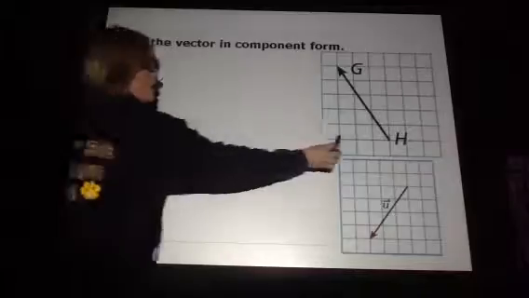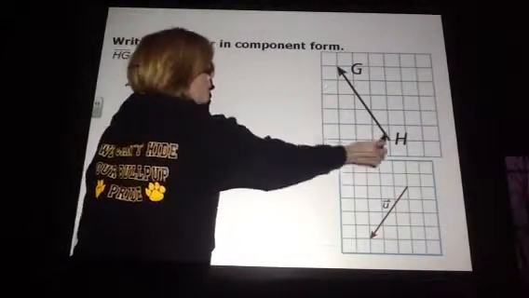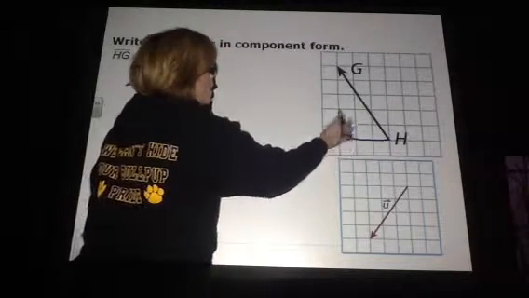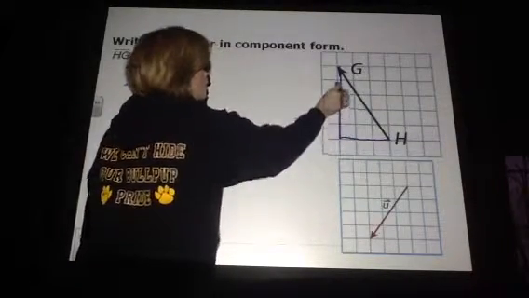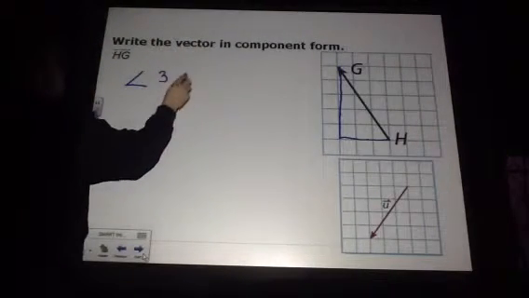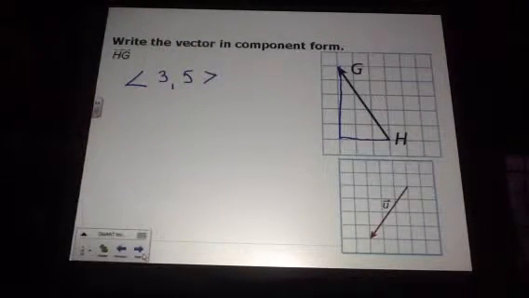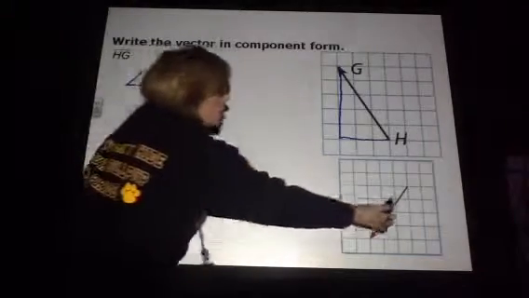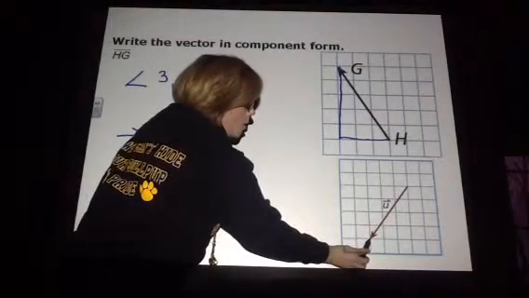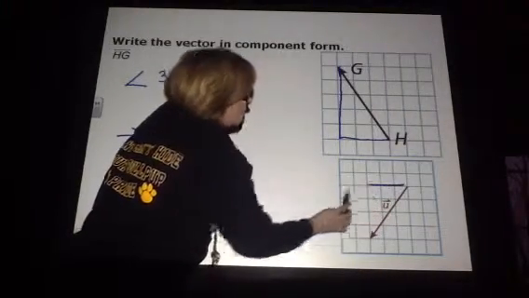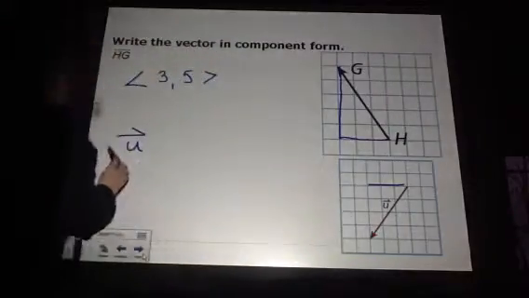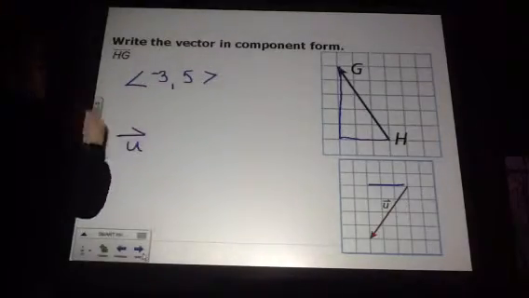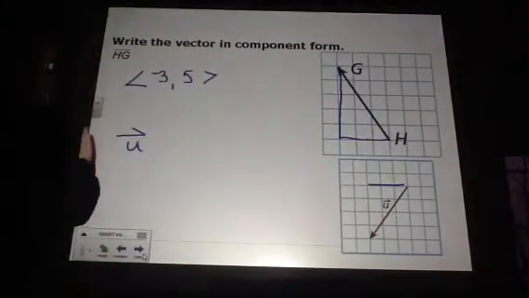So here's my initial, here's my terminal. I go horizontal 3, and then I go vertical 5. Okay? And then down here we have vector U. Right here is my initial, right here is my terminal. So I go horizontal. We need to back up on this first one, guys. I went left 3, so this is a left 3. I went up 5, so it's a positive 5.